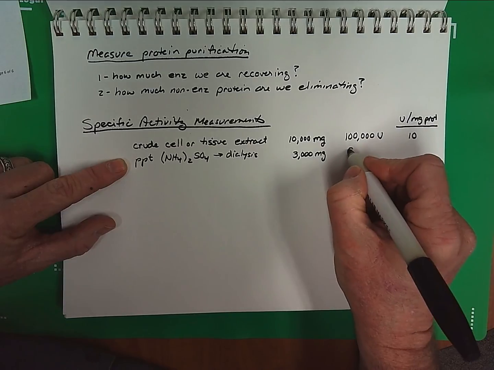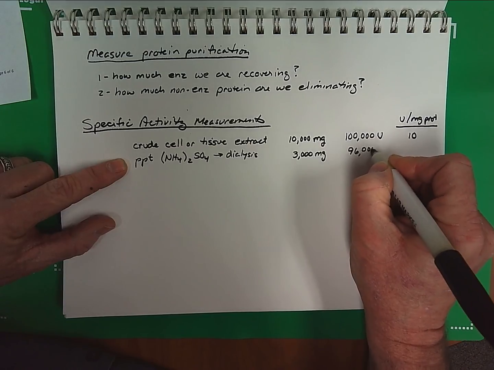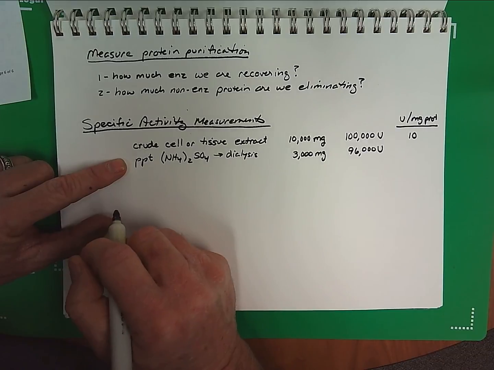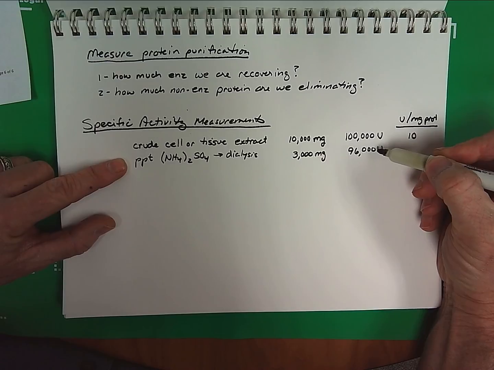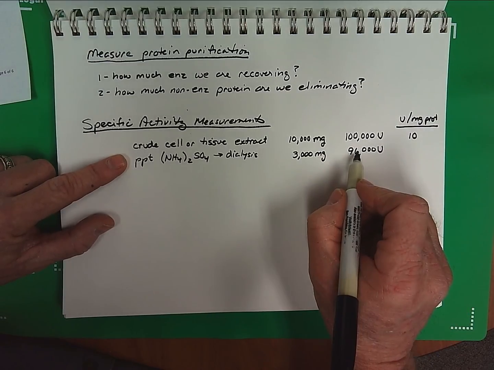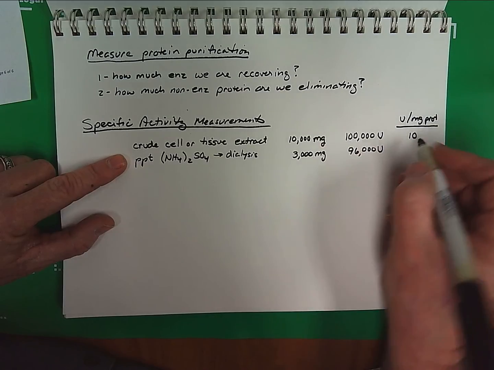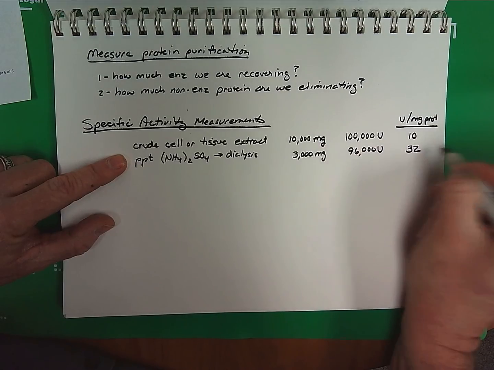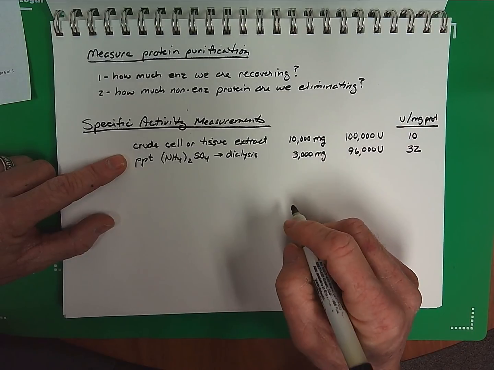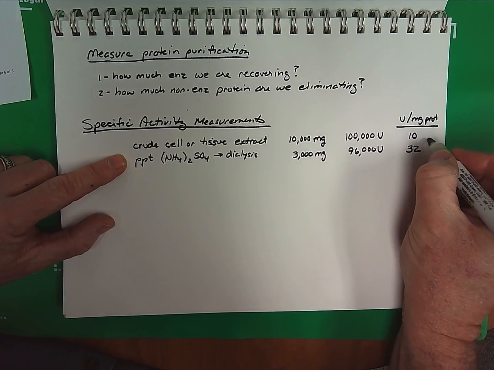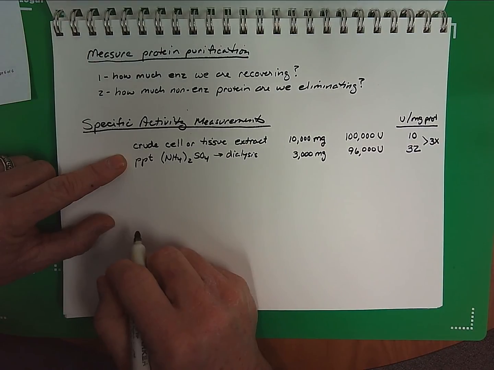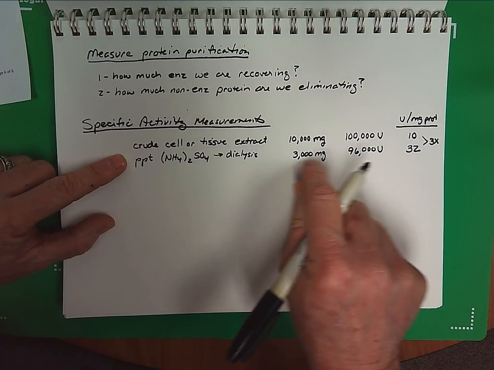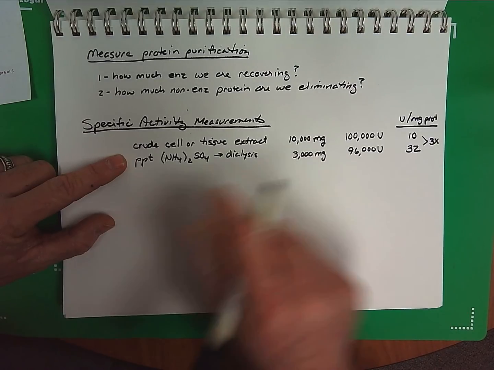Now if we measure our enzyme, let's say we have 96,000 units of enzyme. Yes, we have lost enzyme in this step. Protein purification is not perfect. However, if we calculate our units per total milligram, we see now we have 32 units of enzyme per milligram of protein. This represents approximately threefold purification. So even though we have less enzyme, it is more pure because we've removed some of the contaminants.